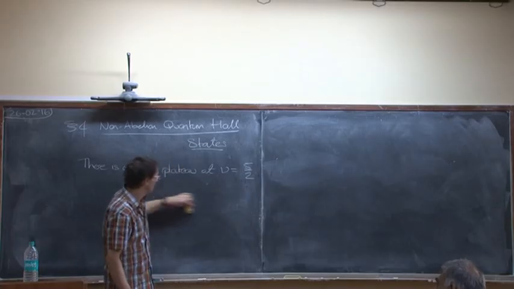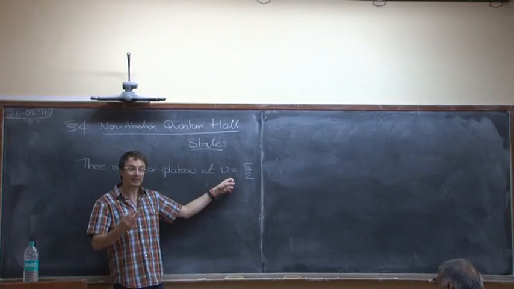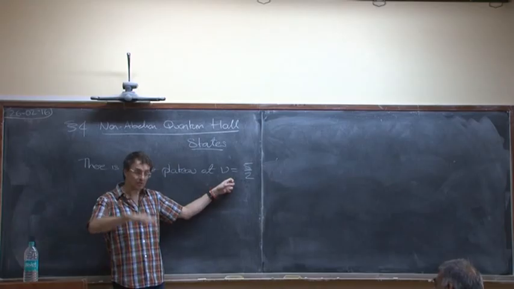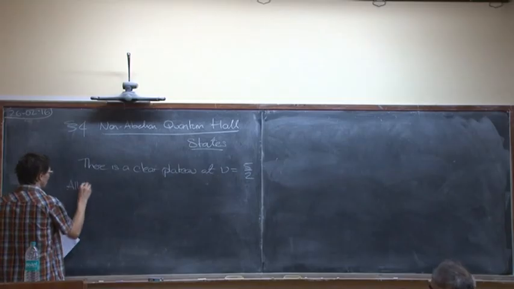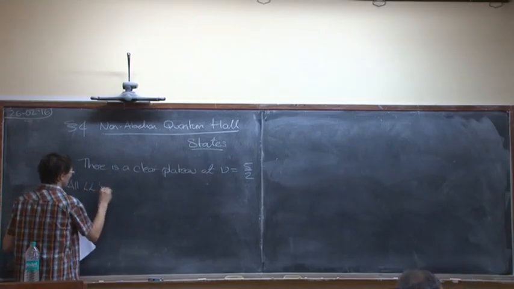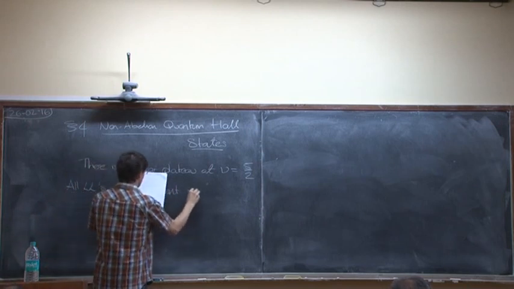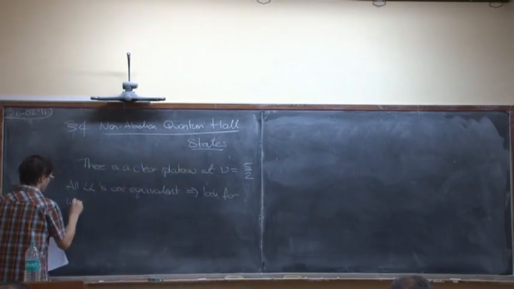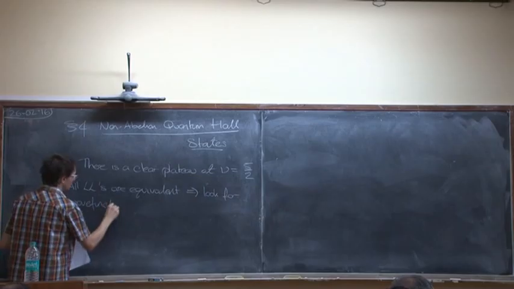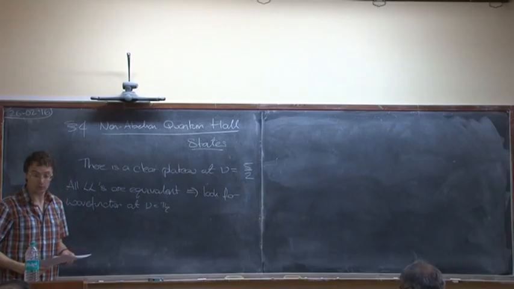Okay, so the upshot of this is that what we're after is actually to describe a quantum Hall state at filling fraction a half, because we can transform this to a lowest Landau level problem. So the upshot of all of that is all Landau levels are equivalent. We look for a wave function.